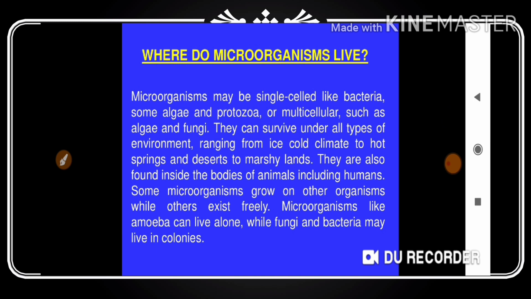Whether it is cold or hot, ranging from ice cold climate to hot spring, and desert to marshy lands. The meaning of this is, they will survive in all types of conditions, very cold conditions and also very hot conditions. They will live in the desert, and they will live in marshy lands. Desert means a completely dry area where you can't get water. Marshy means moist, watery land. In all these conditions these microorganisms will live. That's why we need to take precautions.